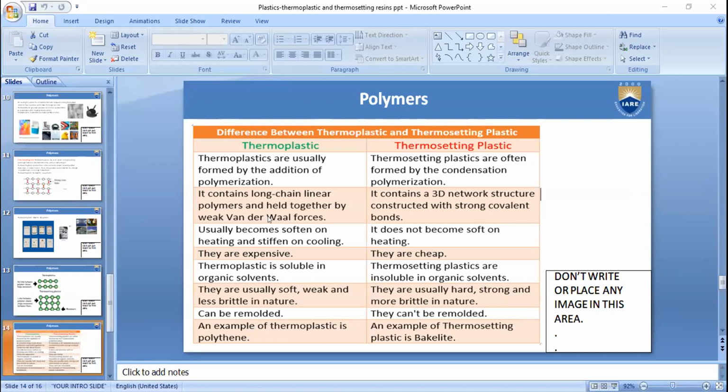Cannot be remolded. Now, example you tell me, thermoplastic resins examples. Polyethylene. Any more? Polyvinyl chloride, ma'am. Okay. Now thermosetting resins, examples. Bakelite, nylon 6,6. Okay. Students, you understood the difference between thermoplastic resins and thermosetting resins? Yes, ma'am. We'll go to another topic now.